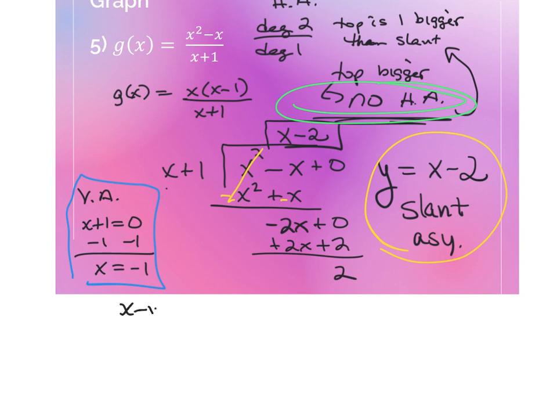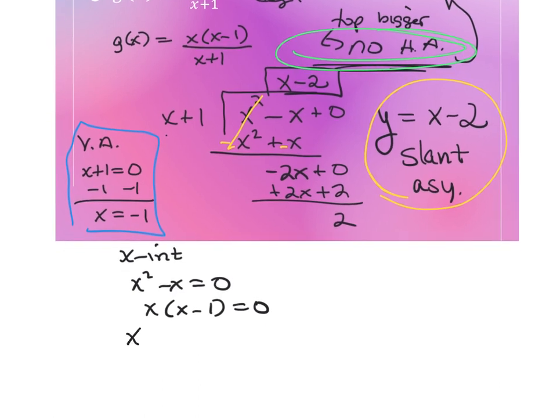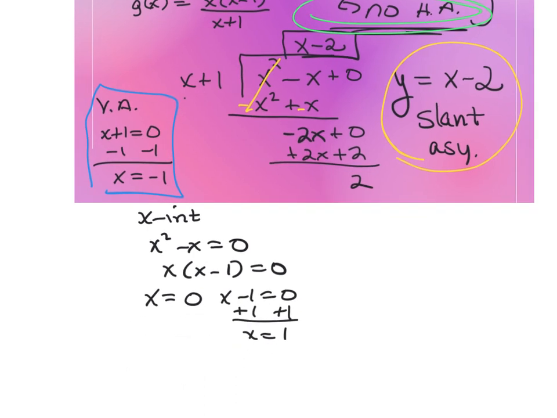So for the x-intercepts, or finding the zeros, we're setting the numerator equal to 0. I'm going to factor it. So I have an x-intercept when x equals 0, and then another one at positive 1. So again, we'll turn these into coordinates. So we have one at (0, 0), and at (1, 0).